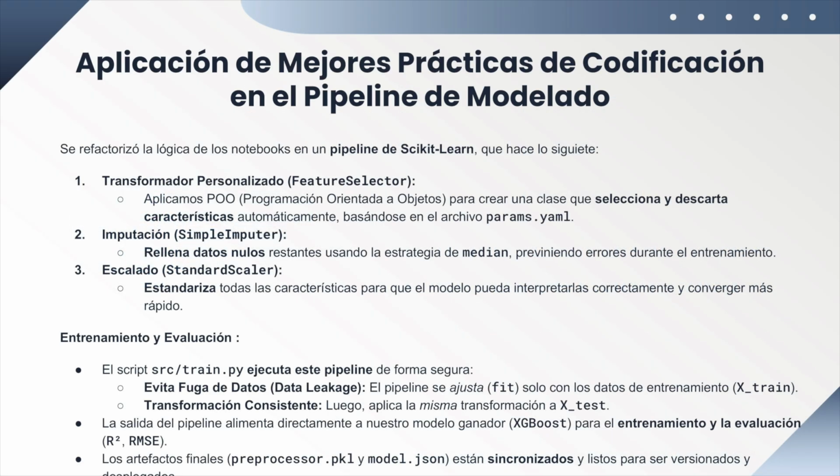Our script src/train.py executes this pipeline safely. It avoids data leakage by fitting transformations only on training data, xtrain, then applies the same transformations to test data, xtest. The output, including the trained model and preprocessor, is automatically stored as artifacts, model.json and preprocessor.pkl. These are synchronized and versioned, ready for deployment or retraining.